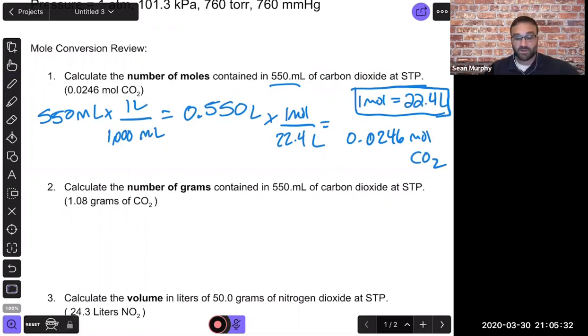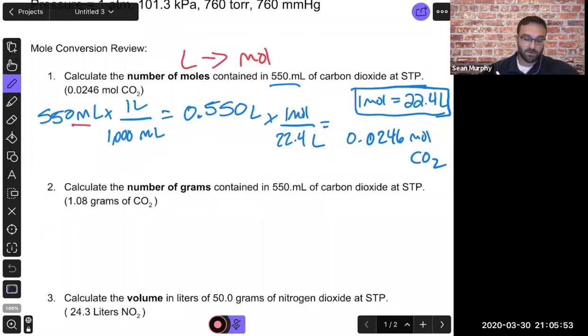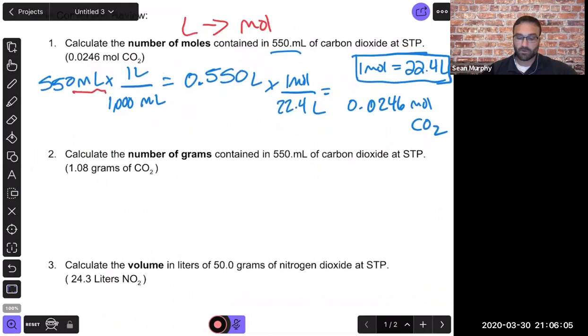So essentially, for this problem, all we had to do was go from liters to moles. That's it. The only problem was our starting material was not in liters. It was in milliliters. So we had to do a quick conversion from milliliters to liters, and then we can go from liters to moles. All right. Next question. Let's move on down.